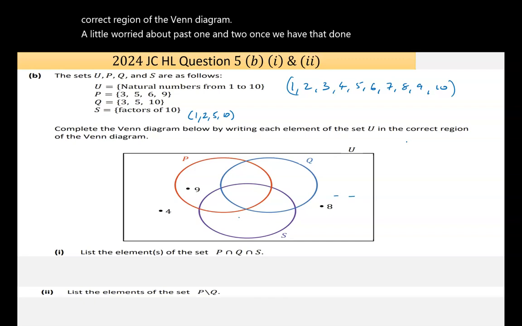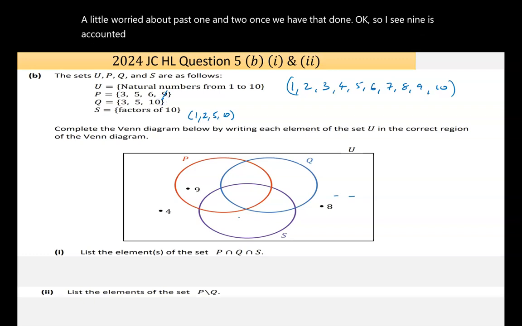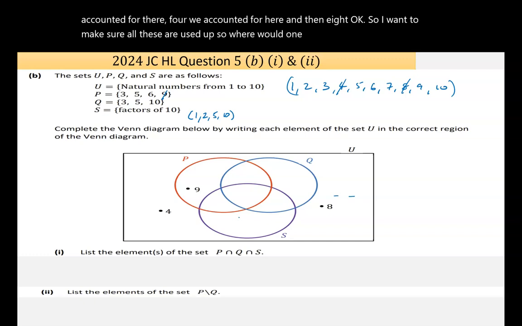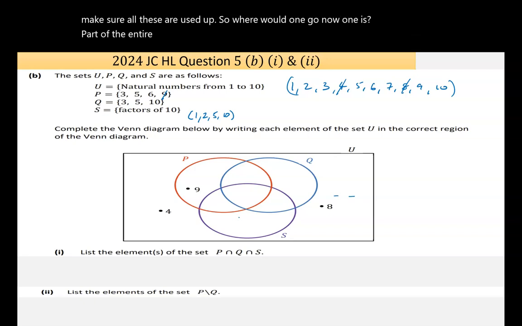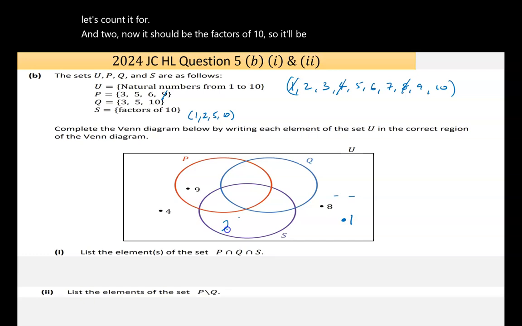So I see 9 is accounted for there. 4 we accounted for here. And then 8. So I want to make sure all these are used up. So where would 1 go? Now 1 is part of the entire set, but it's not counted for in P, Q, or S. So 1 I'll put over here. Then that's counted for. Then 2, now it should be the factors of 10. So it'll be in S, so likely in there. Yeah. So it's counted for that.